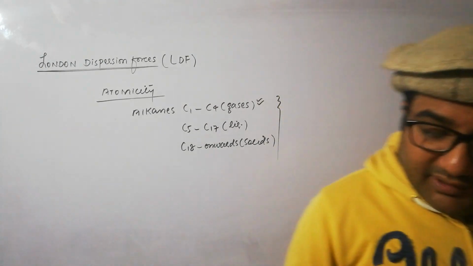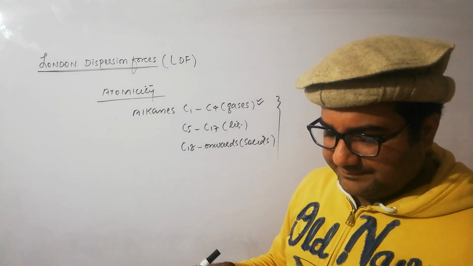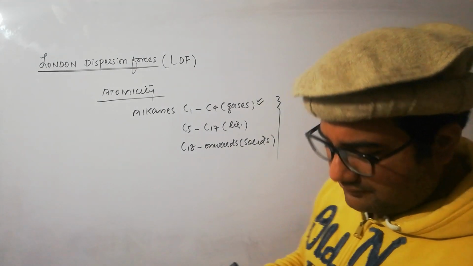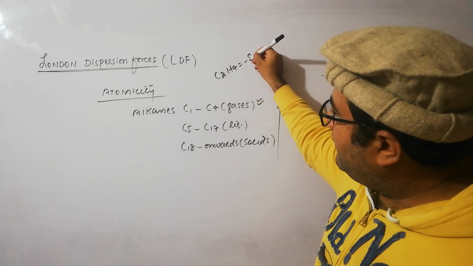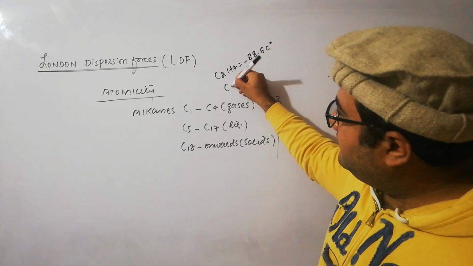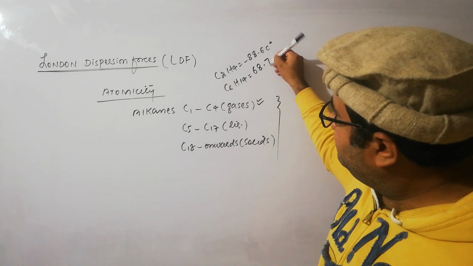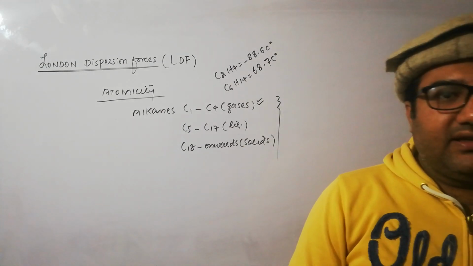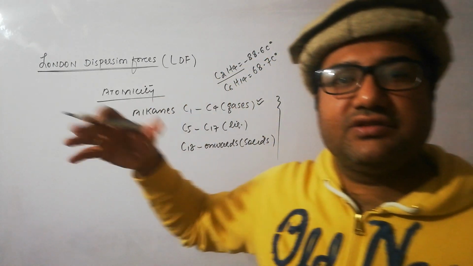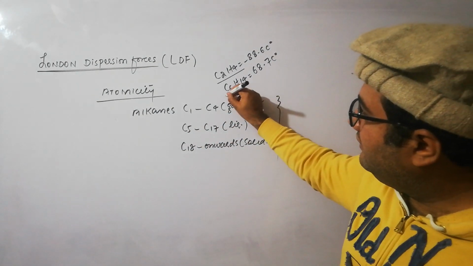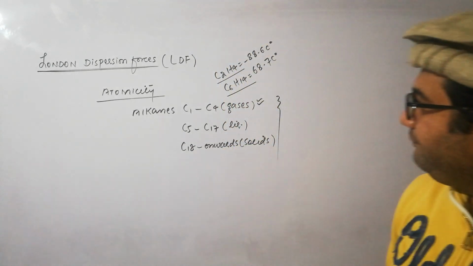Now, let me tell you one thing, that the estimated boiling point of ethane is minus 88.6 degrees, while that of hexane is 68.7 degrees. Now look at this data. Again, it shows that a smaller molecule with low atomicity has weak forces, so lesser boiling point, while the larger molecule with high atomicity has stronger forces and greater boiling point.